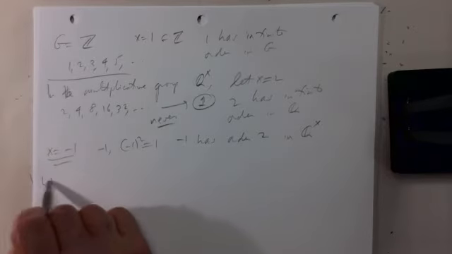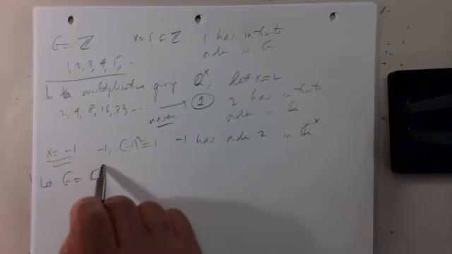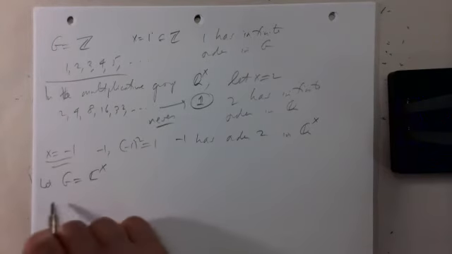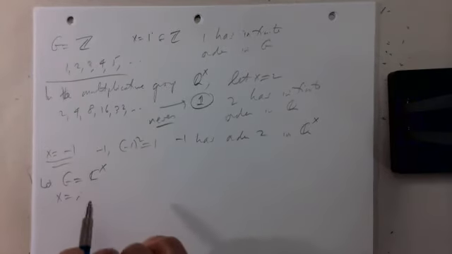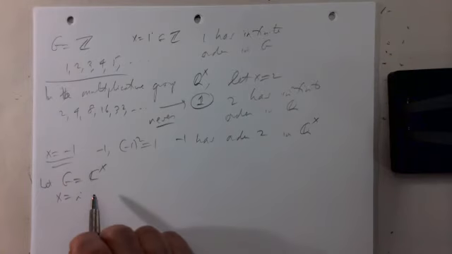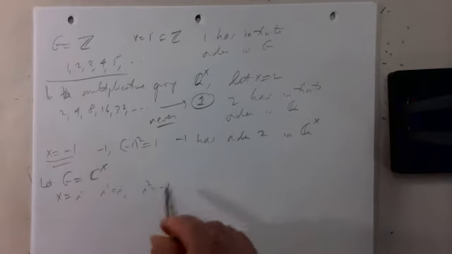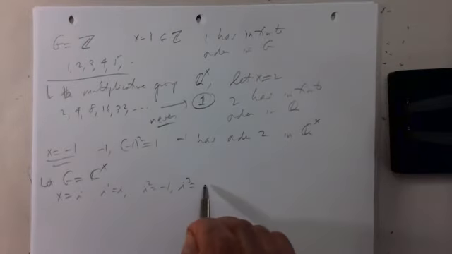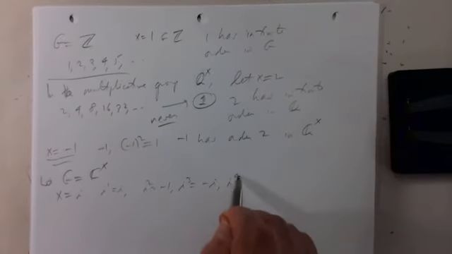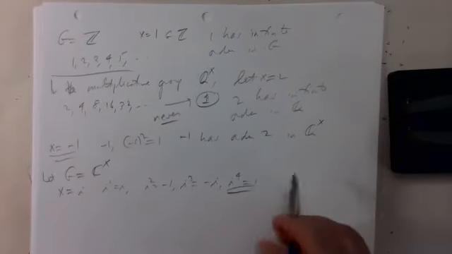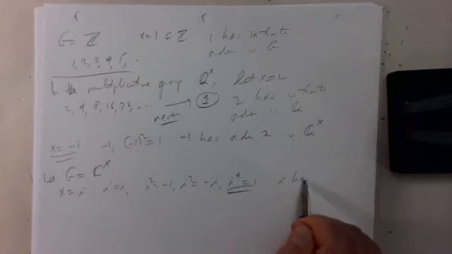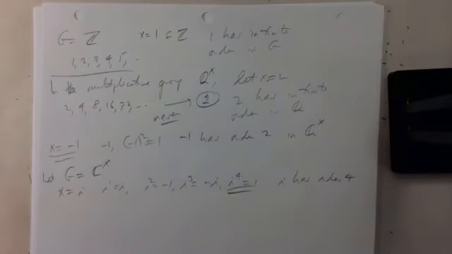Suppose we let G be the non-zero complex numbers. Suppose we let X equal i. What are the powers of i? You have i, the first power, i squared is minus 1, i cubed is minus i, i to the 4th is 1. So i has order 4.